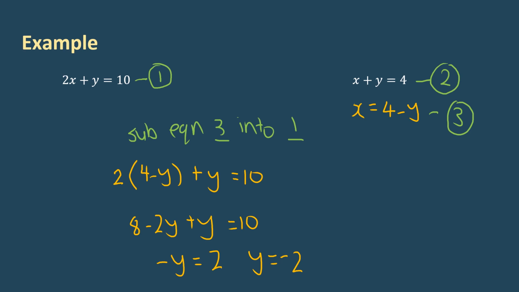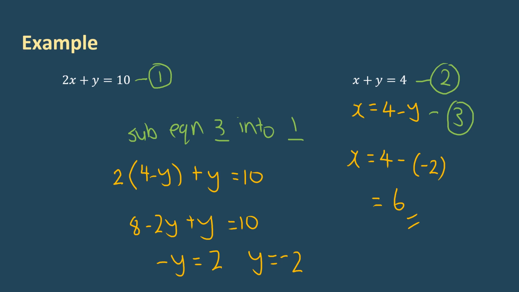To solve for x, we can just sub y equals negative 2 into equation 3 because we already made x the subject. So x equals 4 minus negative 2, which equals 6. And that's how we get our answer using the substitution method.